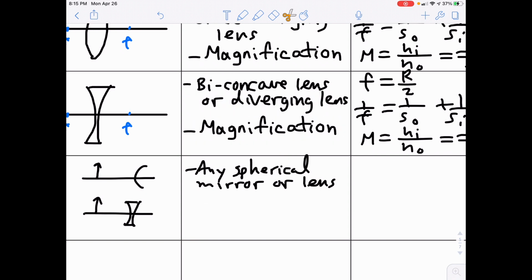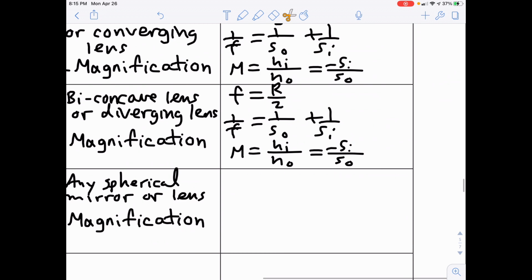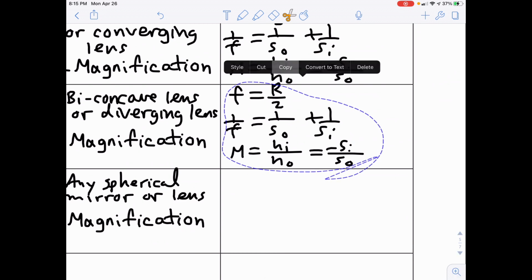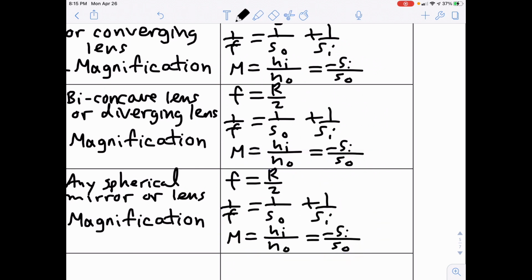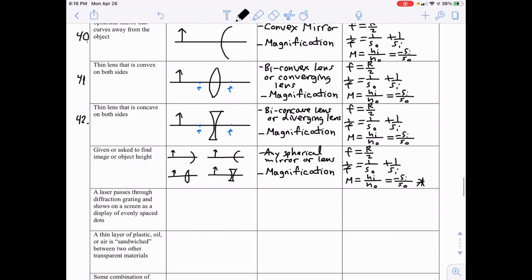Magnification has to be involved in a calculation like this specifically because, and yes, I'm going to reference the other equations too. However, I'm going to put a star next to the magnification one because you can see it's the only one that involves the ratio of height, image height to object height. So that's probably one of the more important ones. And that was for number 43.